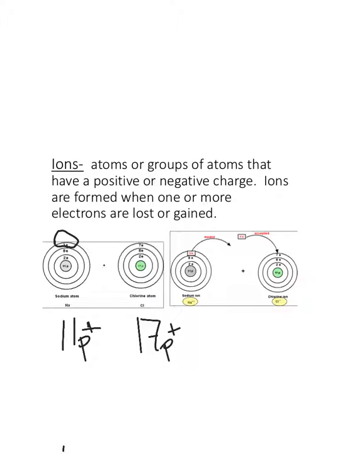And chlorine is over here having 7 valence electrons, and it's like, please, please, please, I just need one more. Help me out. So they make this deal. Sodium decides to donate its 1 electron over here to chlorine, who is accepting.